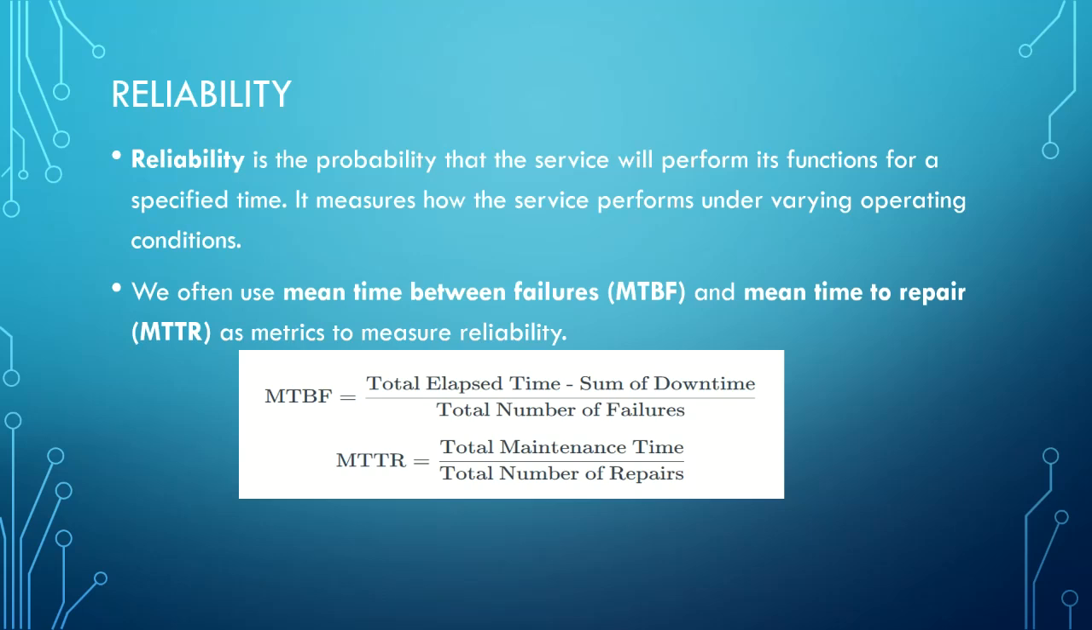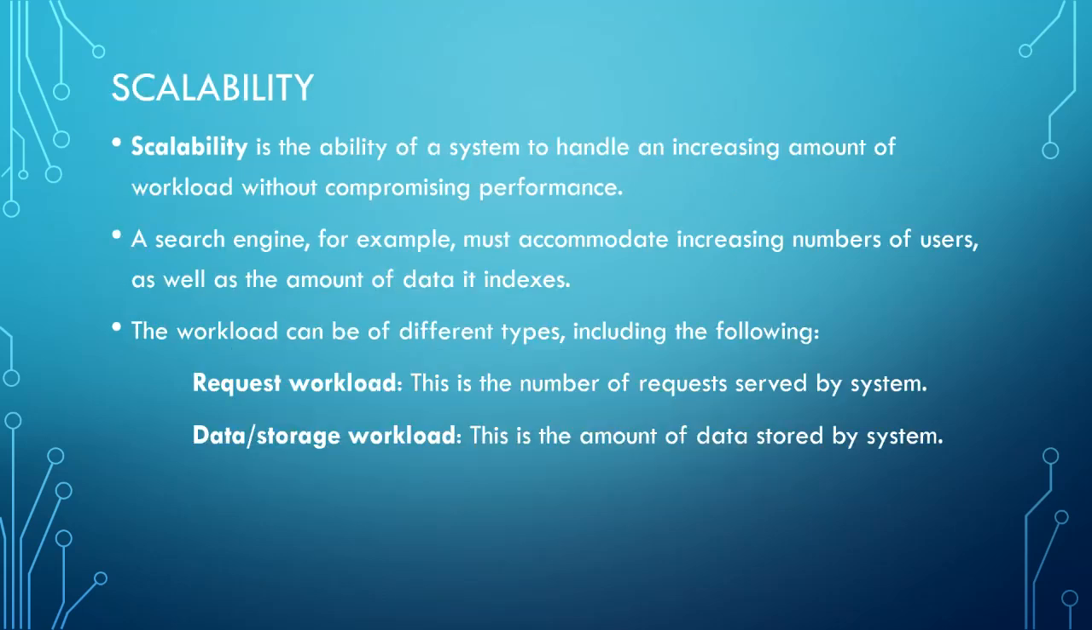So how is it calculated? Mean time between failures is total elapsed time minus downtime, divided by the number of failures. MTTR is total maintenance time divided by the total number of repairs. These are the two different factors with which we can evaluate and say how reliable the system is. Next is scalability.